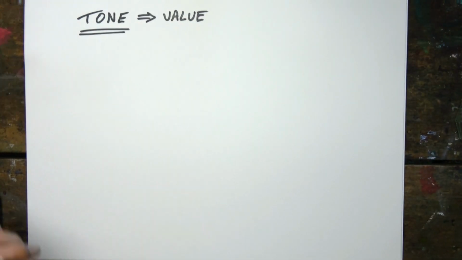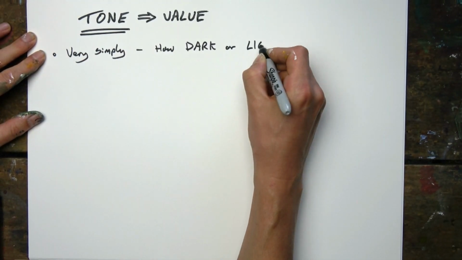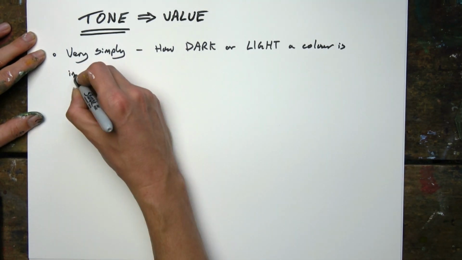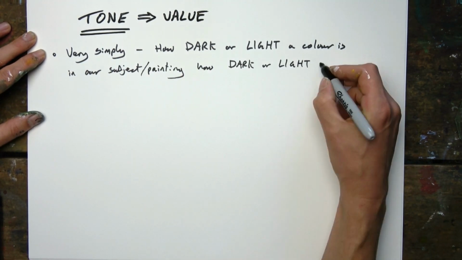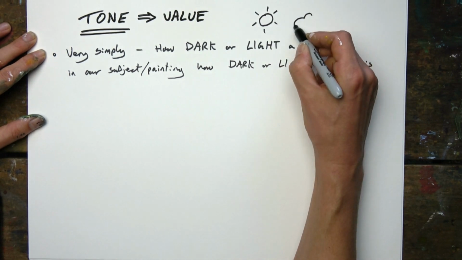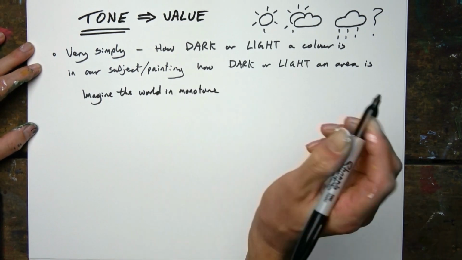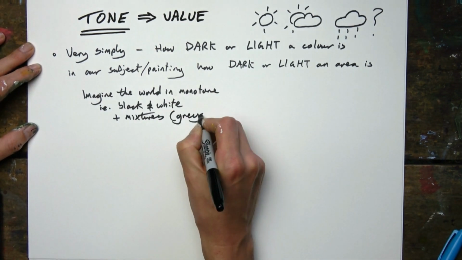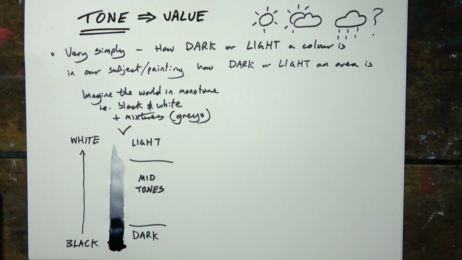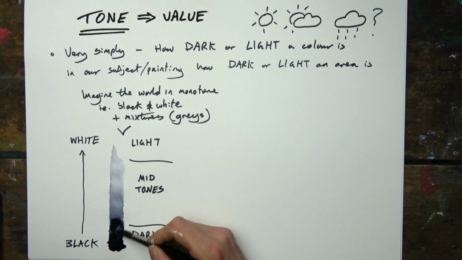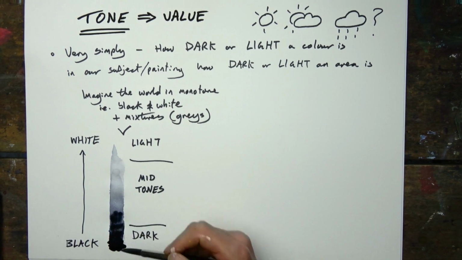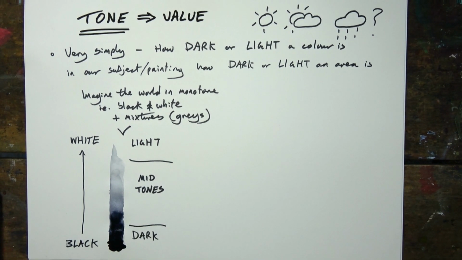Next up we have tone, also known as value, and very simply this is how dark or light a colour is, or within our subject, how dark or light an area or an object is. So if we were to imagine the world represented in monotone, just black and white, and mixtures of those two things, so that would be greys, our tonal range would look something like this, running from black to white and dark to light, and that little section in the middle is what we would in simple terms call midtones.